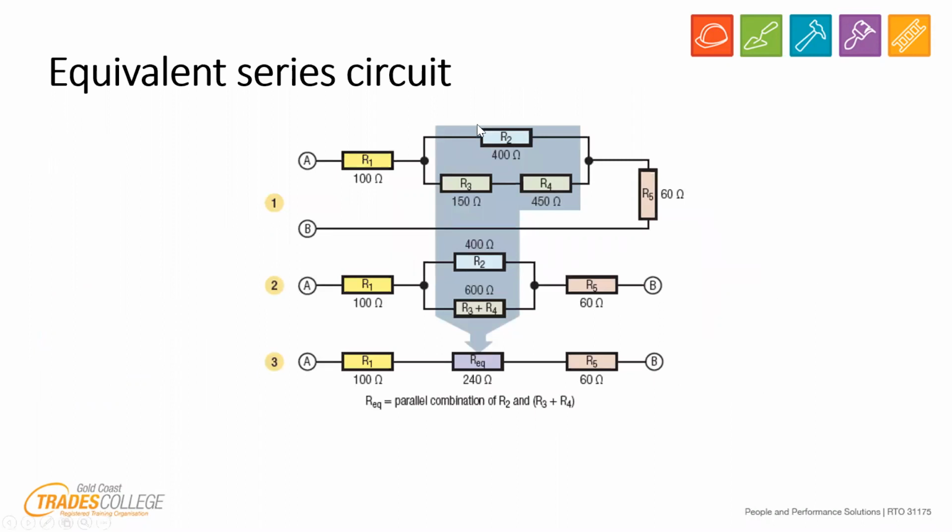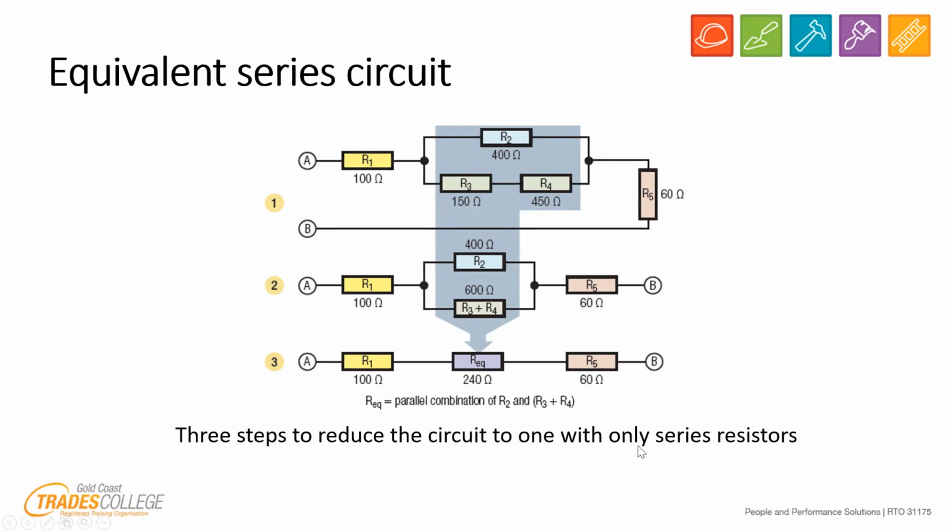Like it shows here, it shows the 3 stages. 3 steps to reduce the circuit to one with only series resistors, which is what we did. We had our initial circuit at the start. We changed the R3 and R4. We added them together like it shows there. That gave us 600. That made a parallel circuit. It's called R equivalent there. You can call it resistance total of parallel. It doesn't matter. There's no issues with what you call it there. And then that left us with, like we had earlier, 100 plus 240 plus 60. So we did that, and we got it right.